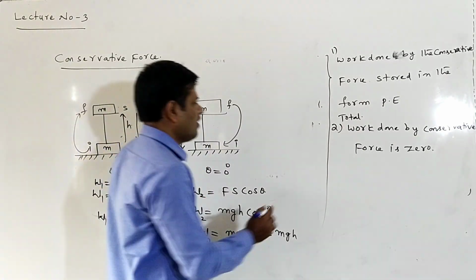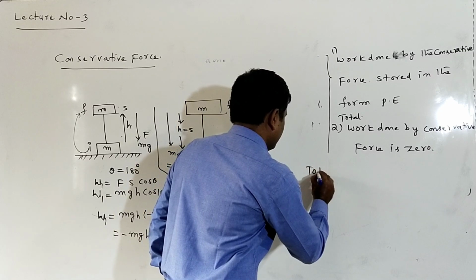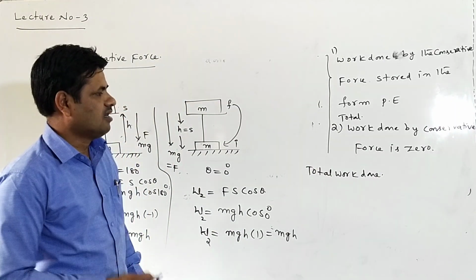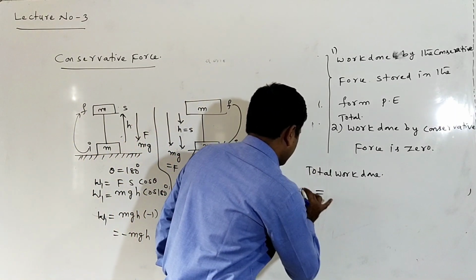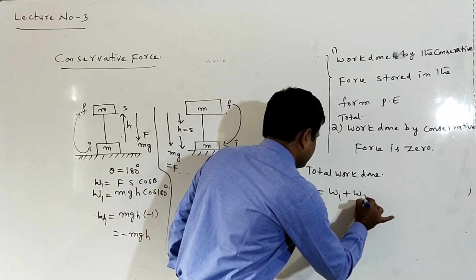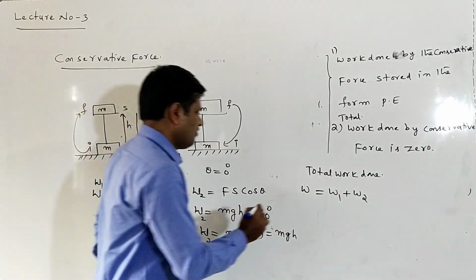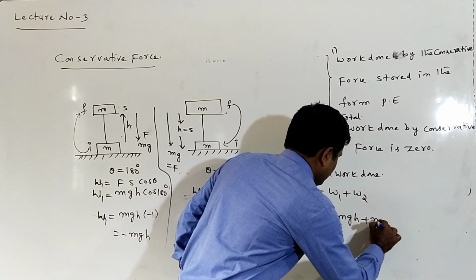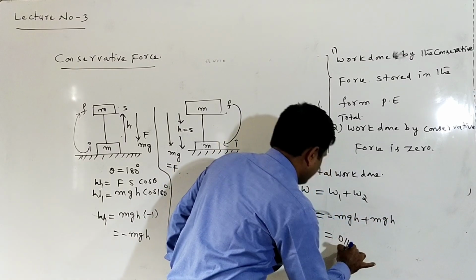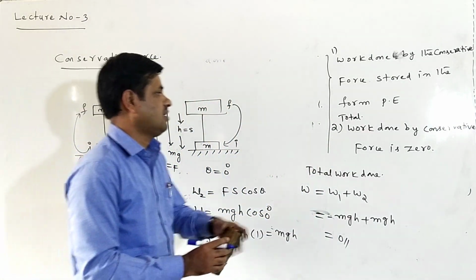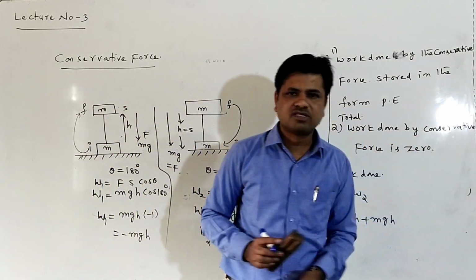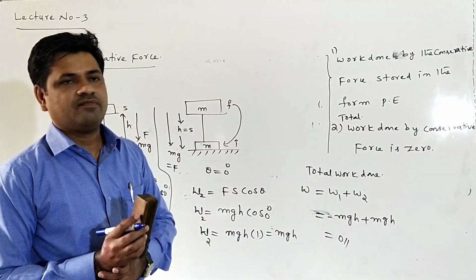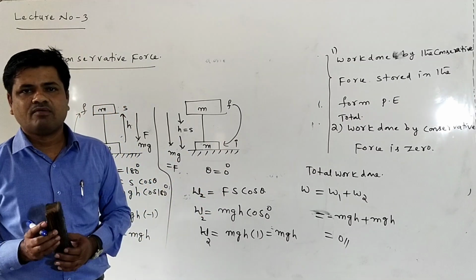Now I want to find the total work done by the gravitational force, which is called a conservative force. Total work done by the conservative force W is equal to W1 plus W2. W1 is minus mgh and W2 is mgh. The mgh cancel, so the total work done is equal to 0. That's the reason the total work done by a conservative force is 0 when the body comes again to the initial position.